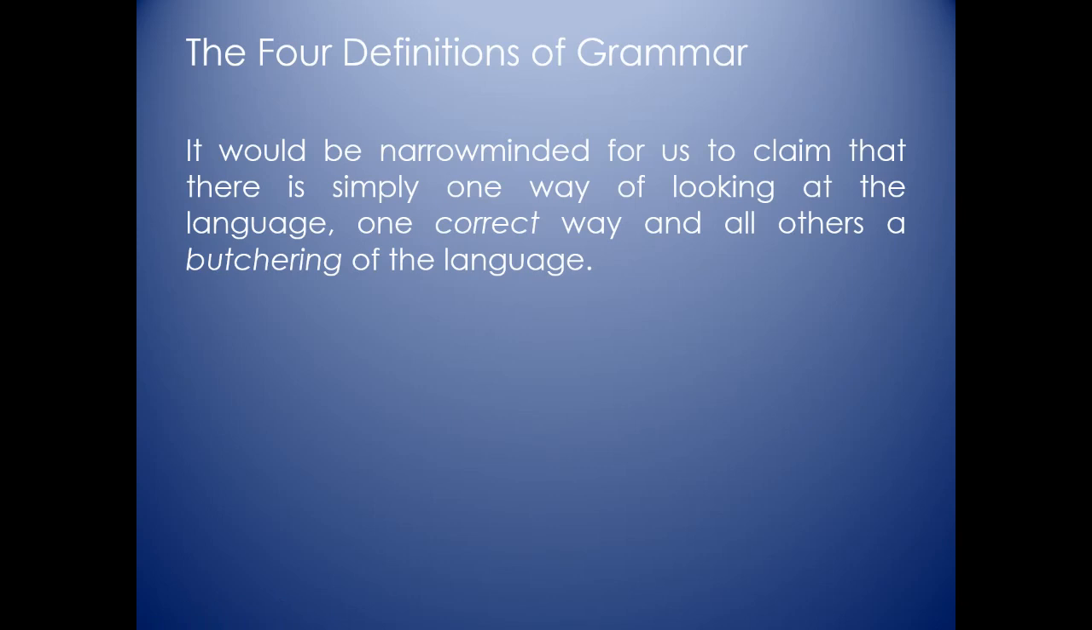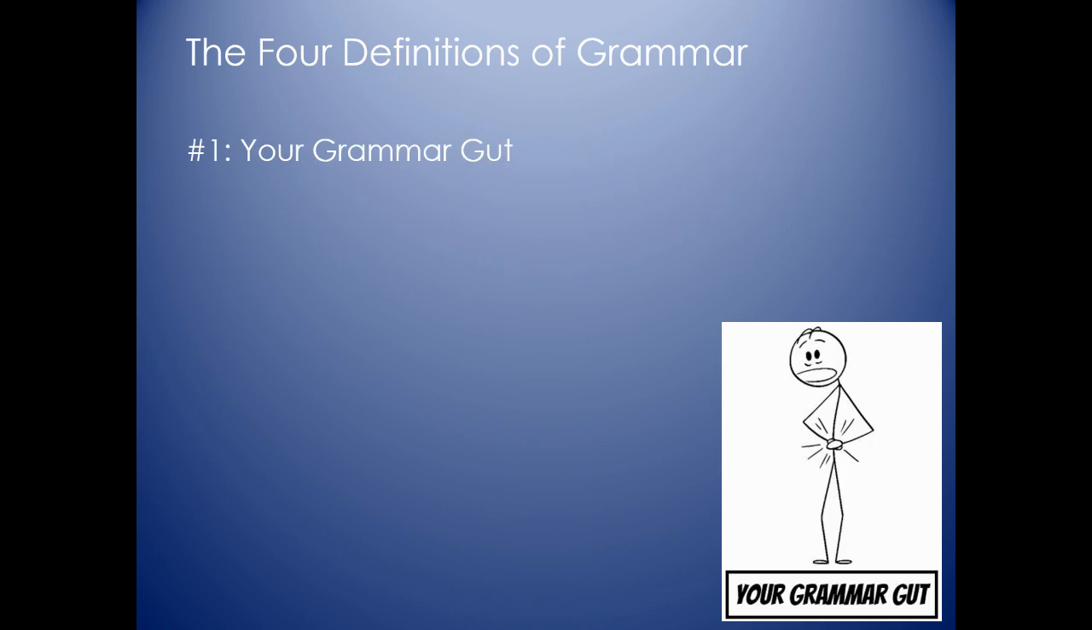We're going to take a look at the four definitions of grammar, which is the key point in chapter one. The four definitions of grammar and how each definition looks at language differently. So it would be narrow-minded for us to claim that there's simply one correct way of looking at language, and all the others are butchering the language. As we break down grammar, we're going to find that there are four different ways of looking at grammar.